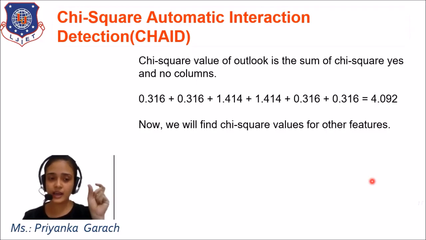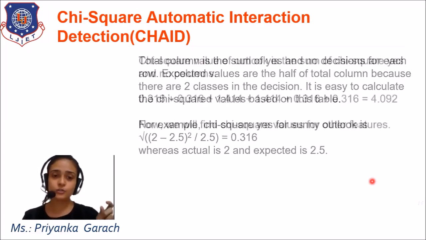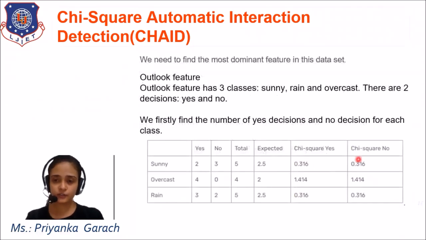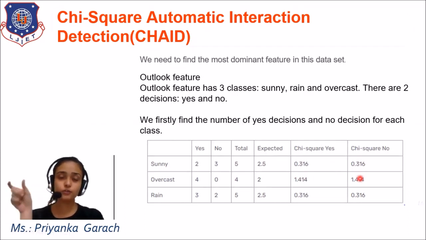So in the outlook I have the different values like the sunny, overcast, and the rain. So the different chi-square values for the different attribute values are mentioned over here. But what I want to do is find out the chi-square value for the whole attribute, that is my outlook as the attribute.